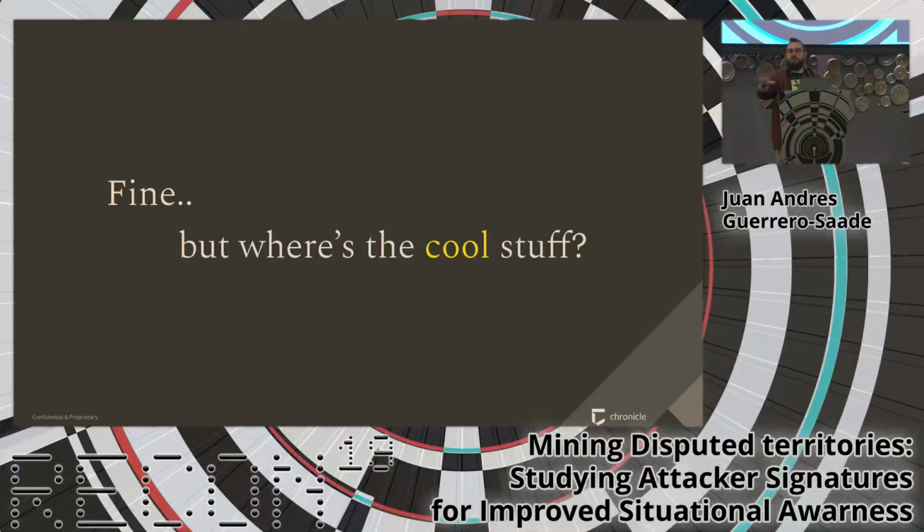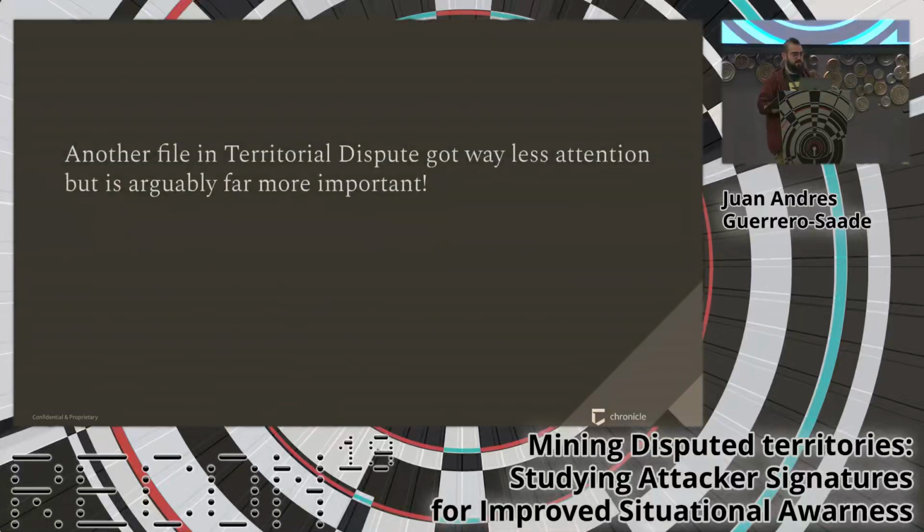I don't want to bore you guys to death, especially at 10 o'clock in the morning, so let's talk about some slightly cooler stuff. Let's talk about some malware, and hopefully some interesting observations. There are things in Territorial Dispute that got way less attention, but I think are arguably far more important. There's another file in there that I think is arguably more important.